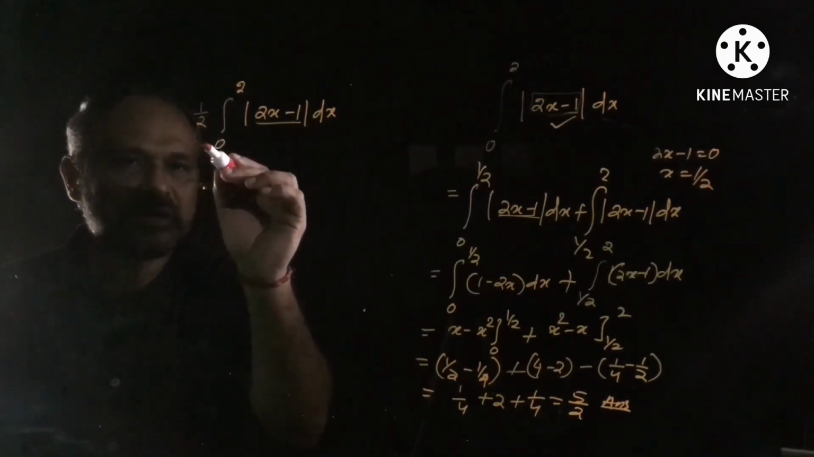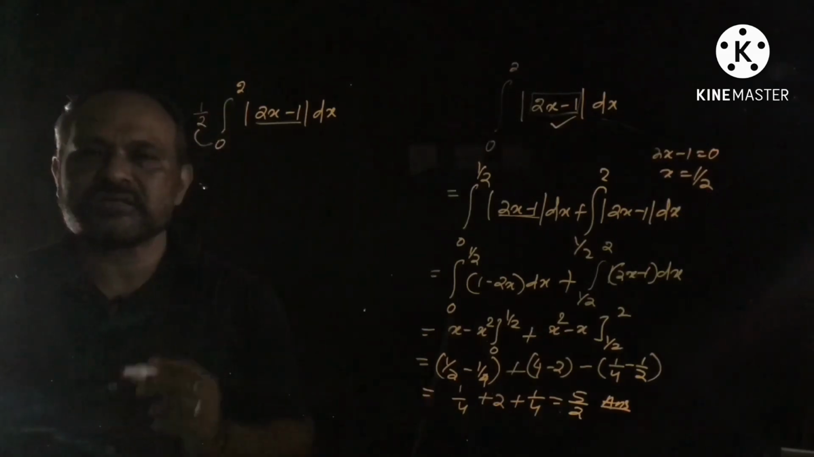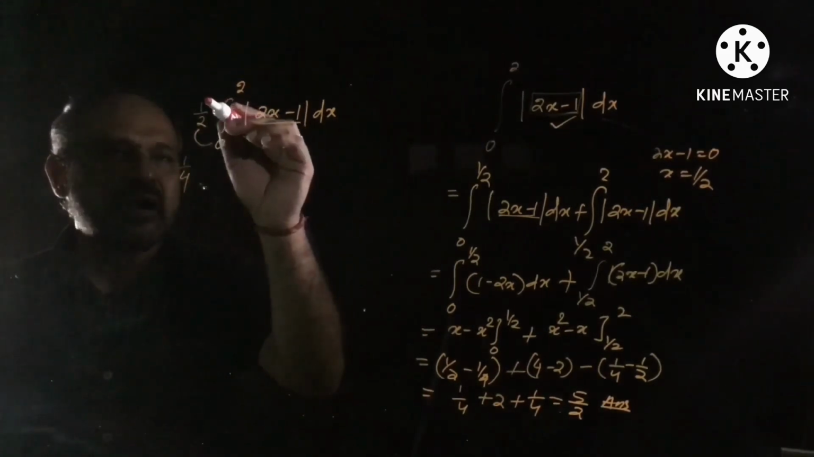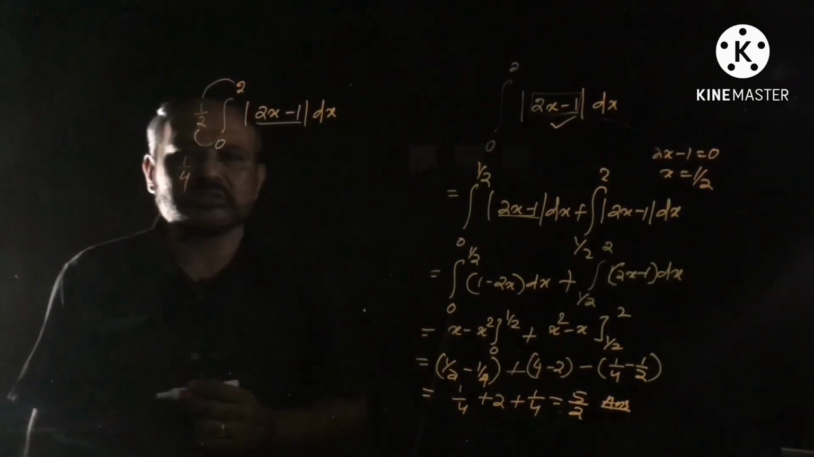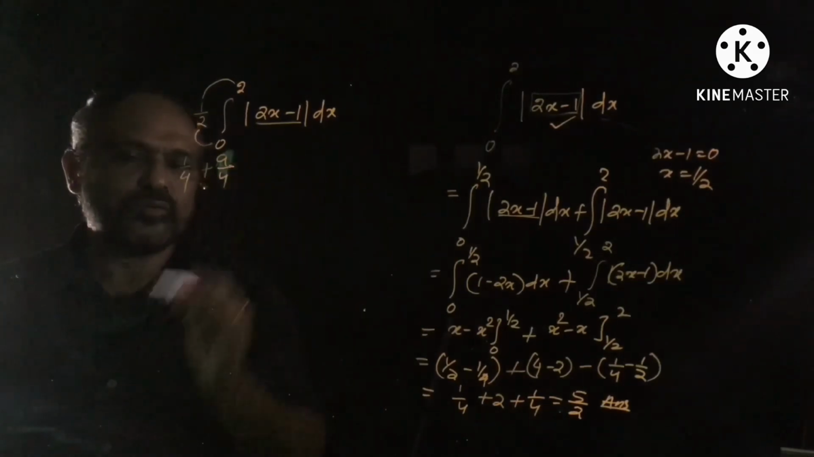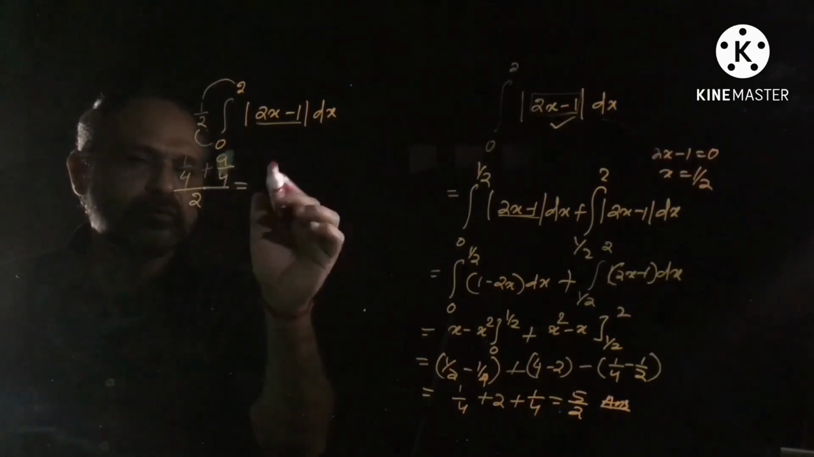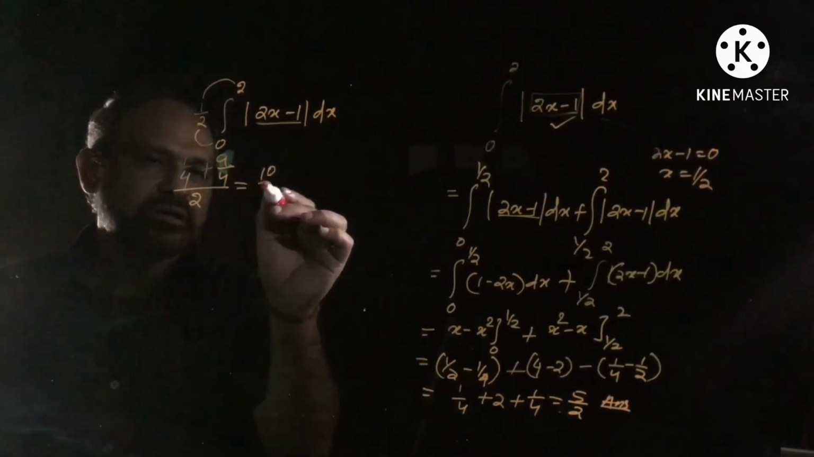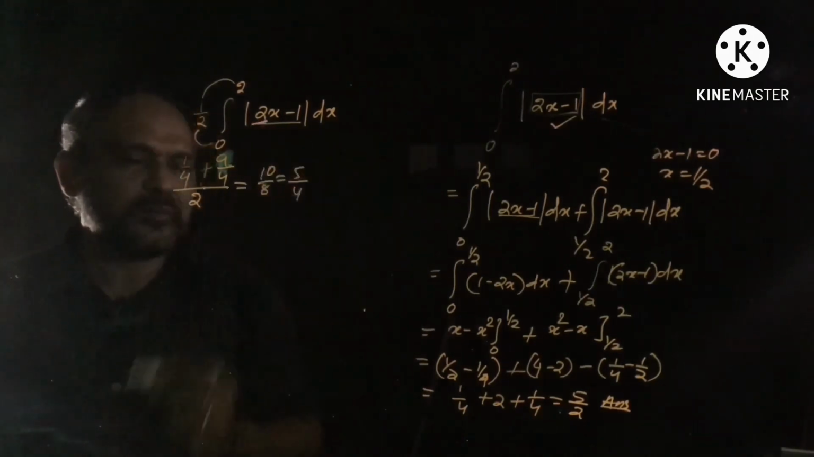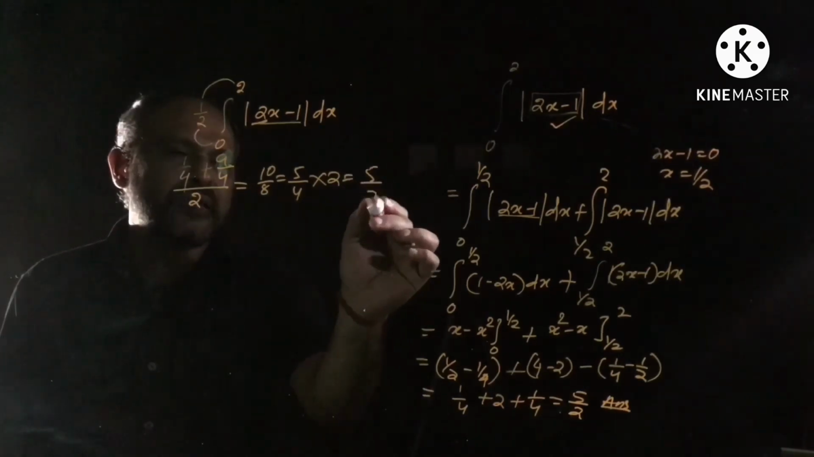First find out the difference of these two. Difference of these two is minus half, then its square is 1 by 4. Next find out the difference of these two. This is equal to 3 by 2. Square of this is 9 by 4, divided by 2. So this is equal to 10 by 8, 5 by 4. Now here coefficient of x is 2, so multiply by 2. Answer is 5 by 2.